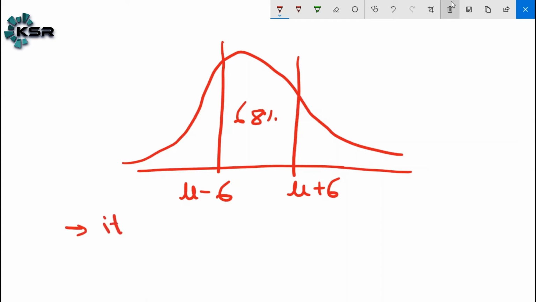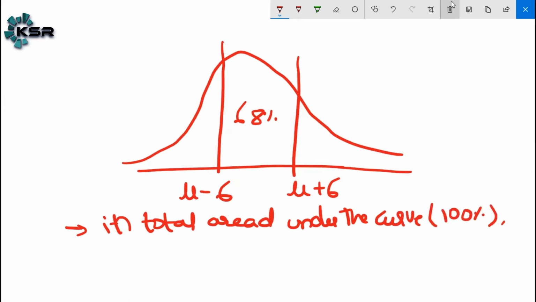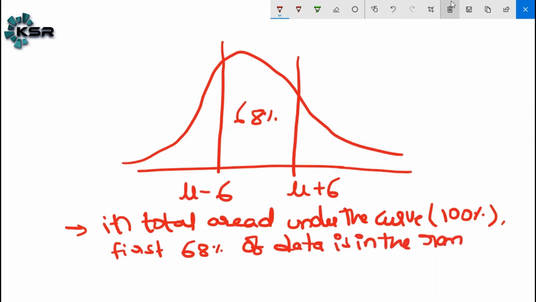In the total area under the curve, 100%, the first 68% of the data is in the range from mu minus sigma to mu plus sigma. Okay.